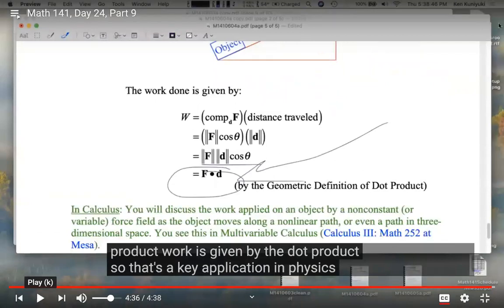Any questions? Again, you don't need that for the homework, but I wanted to introduce you to these ideas because you do run into work integrals, for example, in Calc 3. Any questions before we go on to 6.5, which is an interesting connection with imaginary numbers?